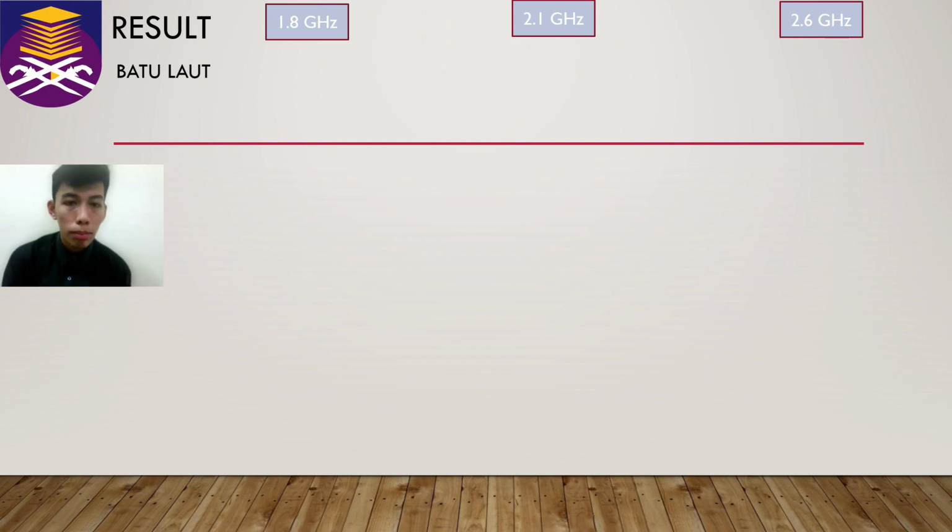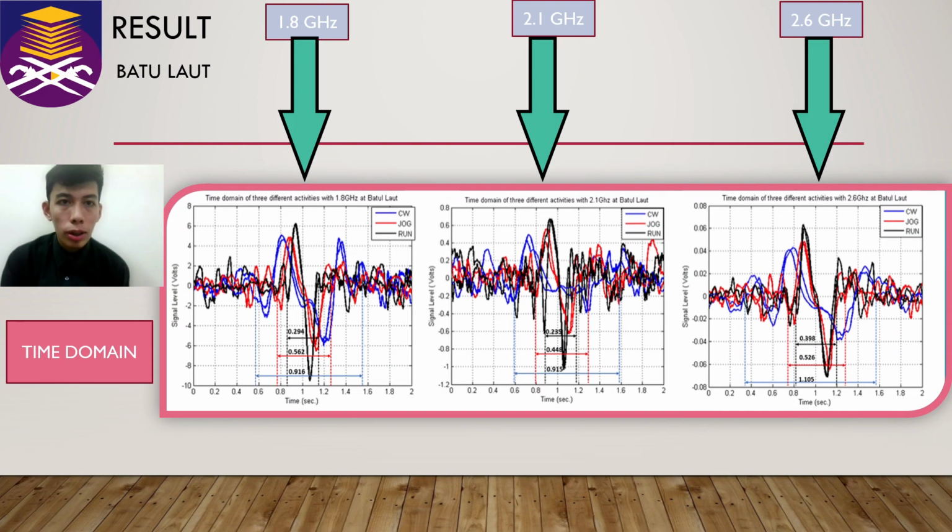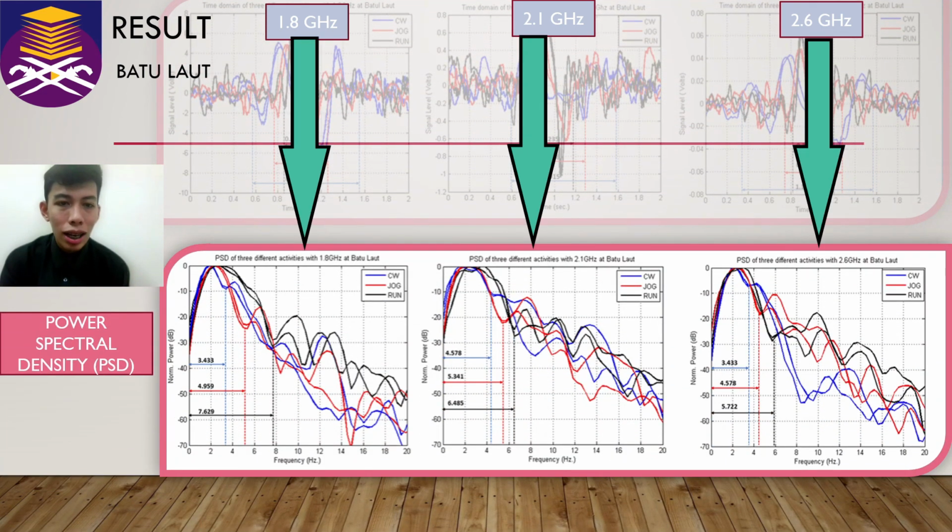Continue with the result at Batu Laut. For time domain, same as Kampong Bangkok, run, which is the black line, has the lowest time taken compared to jog and CW. Next, for power spectral density, as we can see, the highest Doppler frequency is run, which is the black line, and the lowest is CW, which is the blue line. This result shows that for all the values of Doppler frequency, 1.8 GHz has the highest value due to the transmitter frequency, which is proven in the equation FD equal to 2V over lambda.